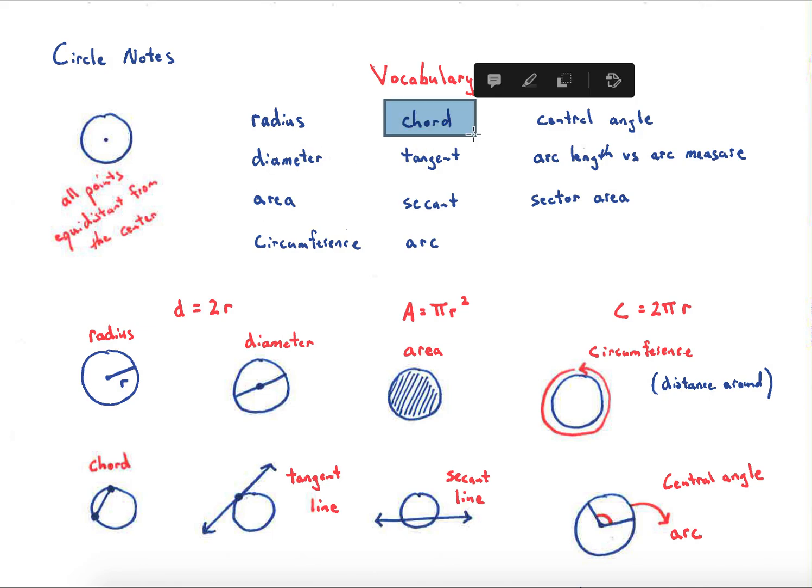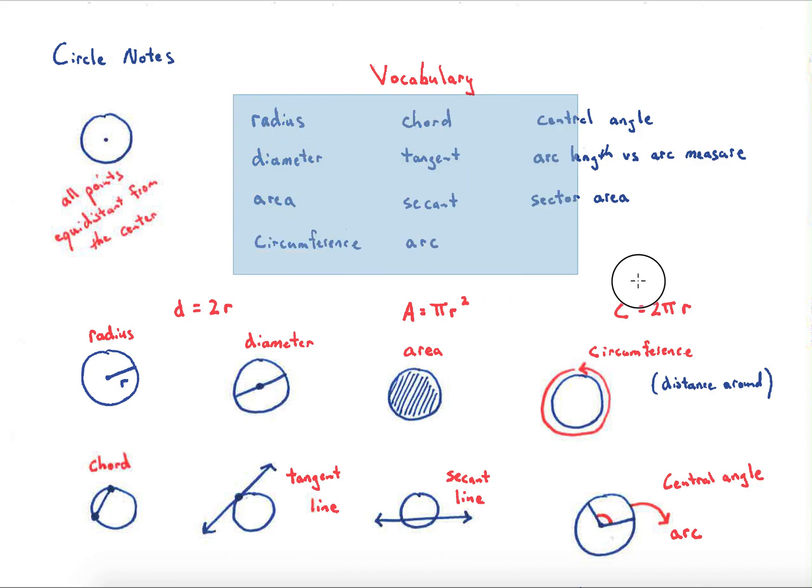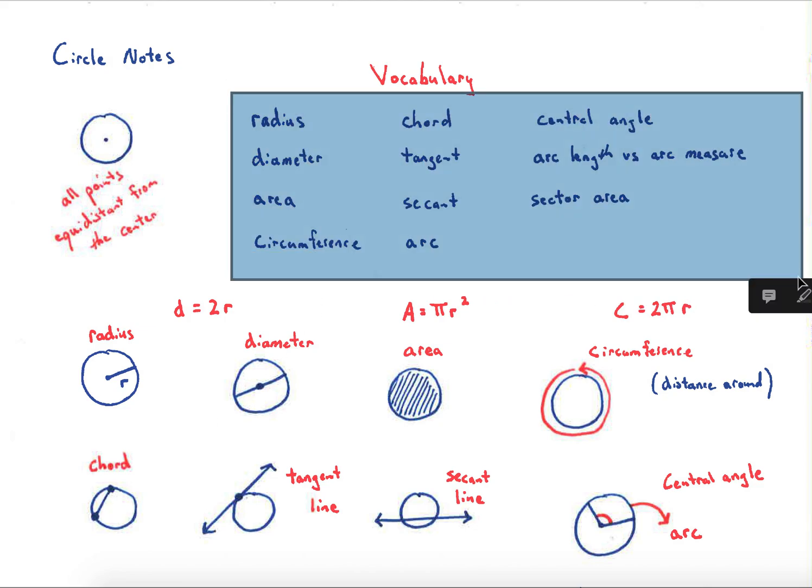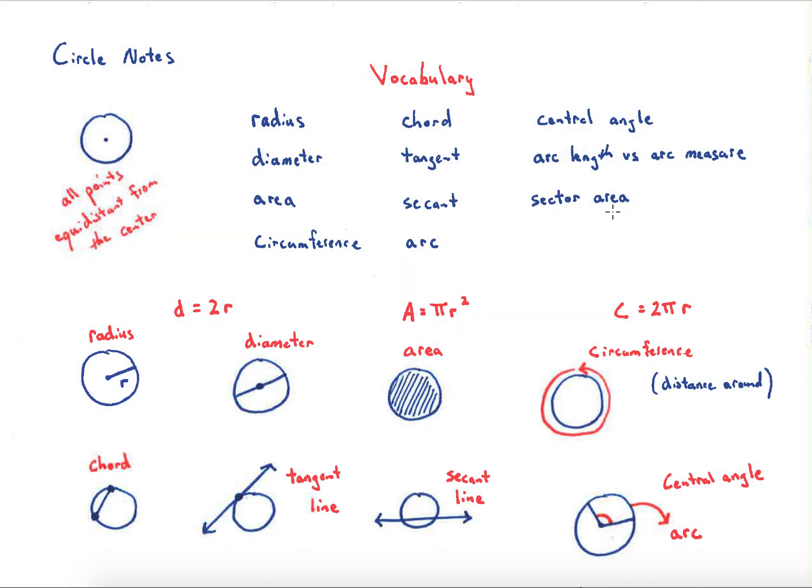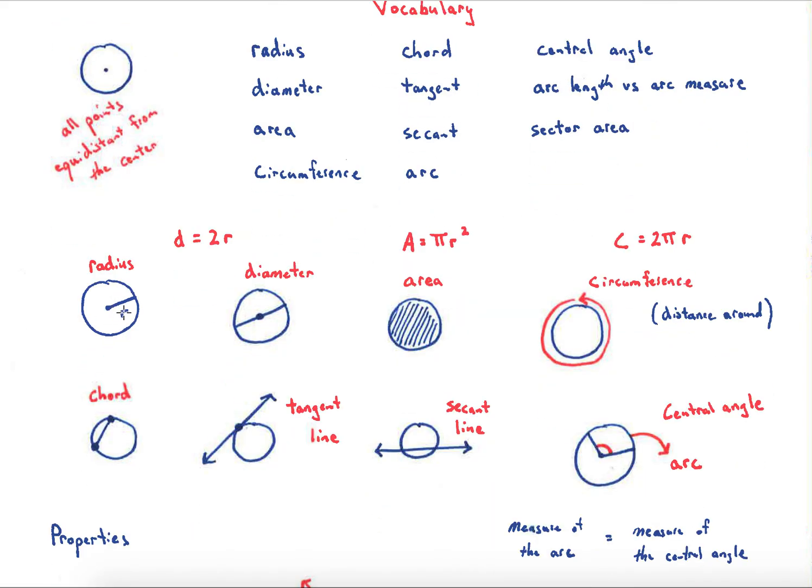A chord in general is pictured down here. We have all of these vocab words that we're going to discuss, and I have pictures to go with them. That's an example of a radius, which we usually call little r. There's the diameter, which is a chord that goes through the center. The diameter is twice the length of the radius. The area of the circle is the two-dimensional space inside of that object. Its formula, you've probably seen before, is pi r squared.